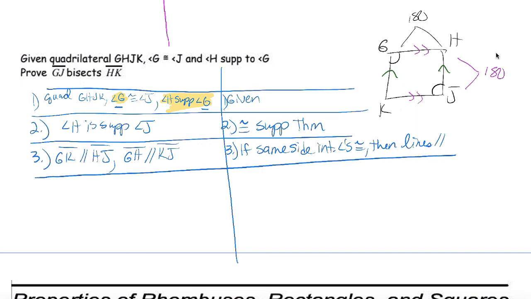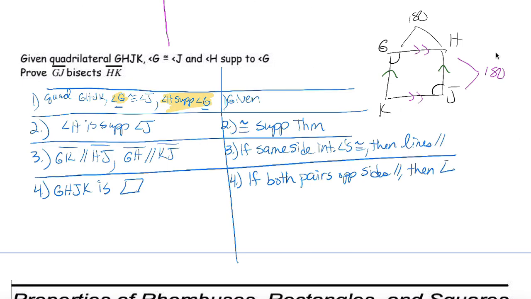Now that we have both pairs of opposite sides parallel, we can state that we have a parallelogram. So we can say GHJK is parallelogram, if both pairs opposite sides parallel, then parallelogram.